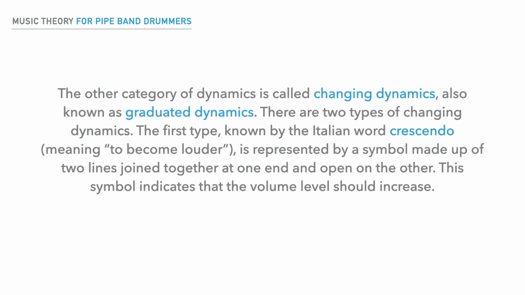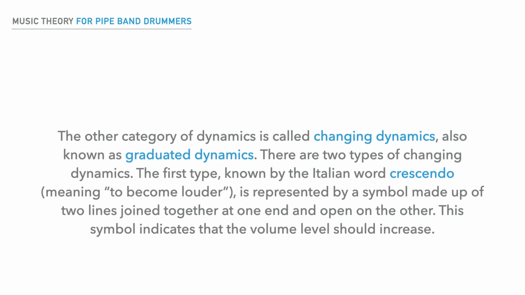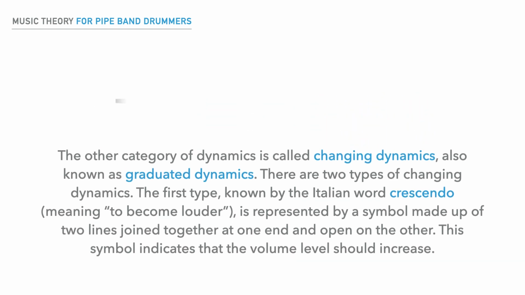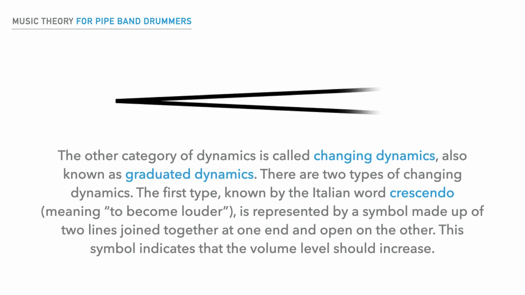The other category of dynamics is called changing dynamics, also known as graduated dynamics. There are two types of changing dynamics. The first type, known by the Italian word crescendo, meaning to become louder, is represented by a symbol made up of two lines joined together at one end and open on the other. This symbol indicates that the volume level should increase.